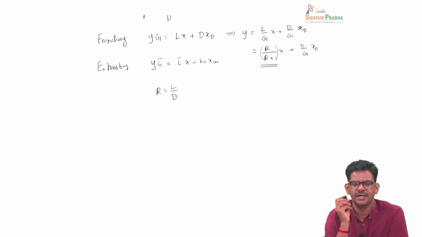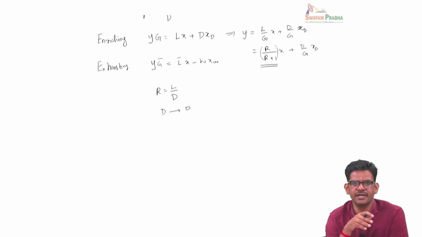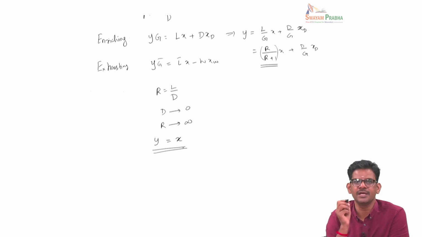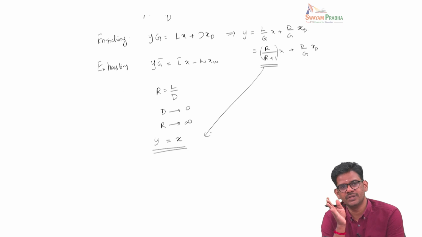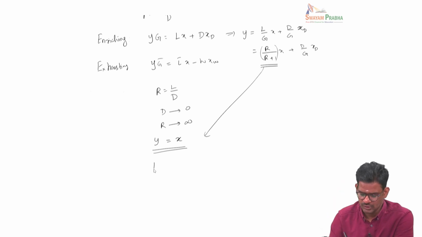Suppose we return all the distillate back to the column, so that means actually D tends to 0. We are not drawing any product out. We are sending all the condensate back to the column. So this means R tends to infinity. If R tends to infinity, then Y becomes equal to X, meaning the enriching operating line will coincide with the 45-degree line. Okay, and this is what we call total reflux.